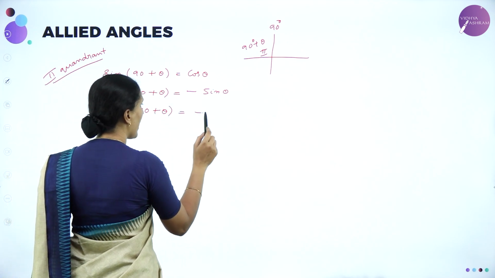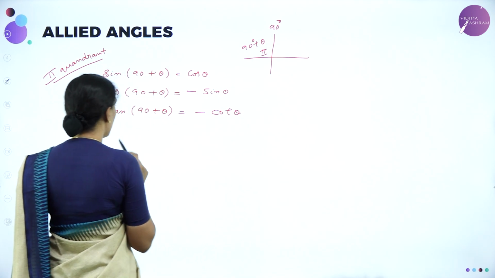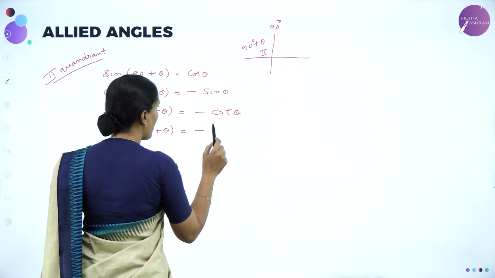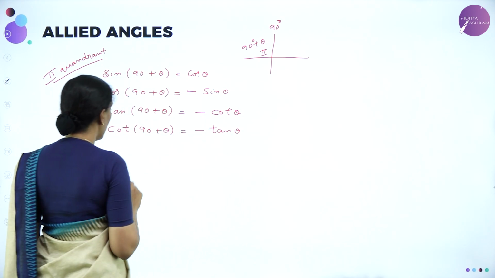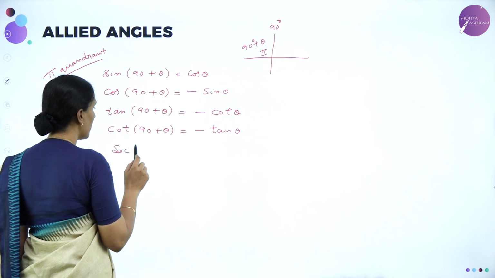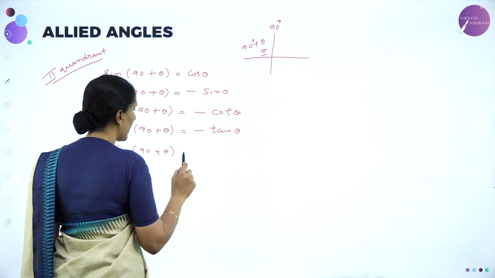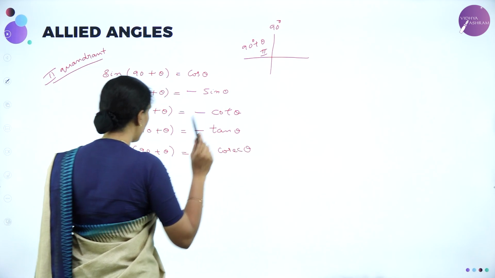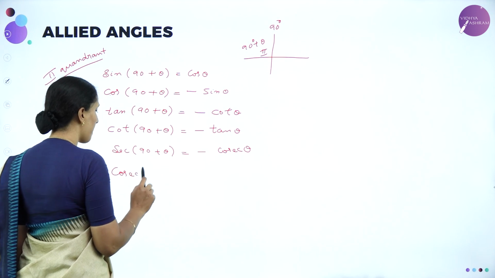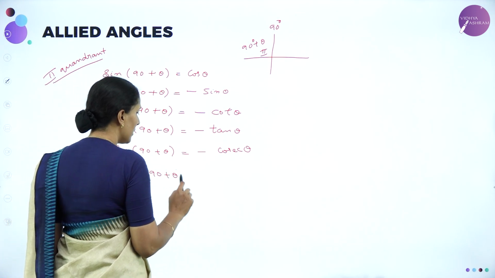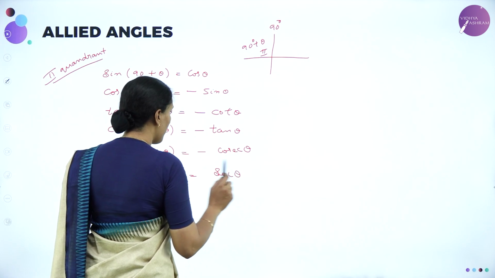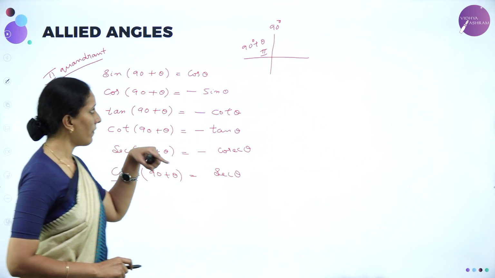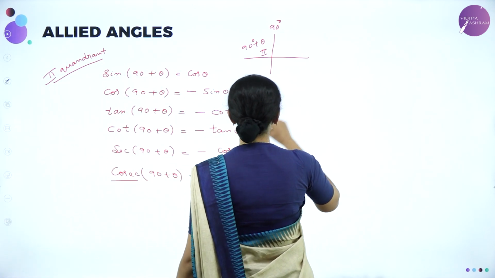Next we will take tan 90 plus theta. So again this is minus cot theta. Next cot 90 plus theta, then it is minus tan theta. Next we take secant 90 plus theta. Secant is negative in the second quadrant, but it changes to co-function, so minus cosecant theta. Cosecant 90 plus theta will be equal to secant theta, but it is positive. Our cosecant is positive in the second quadrant.